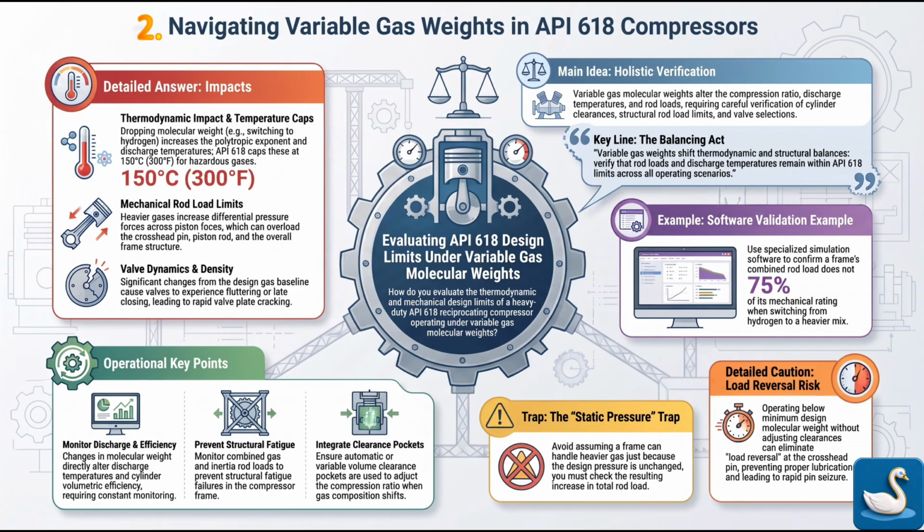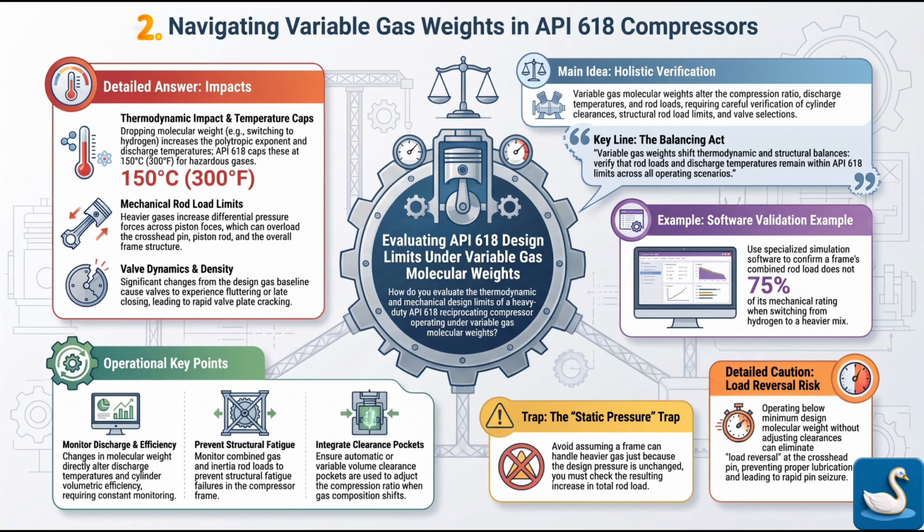And what about the localized components? The frame might hold under 75% load, but how do the valves react to that heavier gas? Reciprocating compressor valves are essentially spring-loaded plates that open and close strictly based on differential pressure and gas density. If the molecular weight increases significantly from the design baseline, the gas has much higher inertia. The valves will struggle to pass this denser medium. Meaning they don't open smoothly. Right. They can experience severe fluttering, rapidly bouncing open and closed, or they close late, slamming violently against the metal seat as the piston reverses. This leads to rapid and repetitive valve plate cracking.